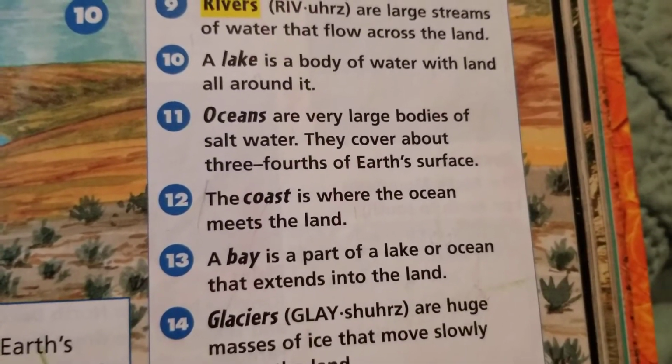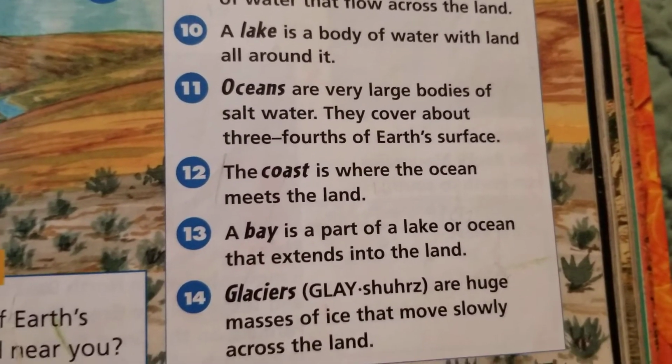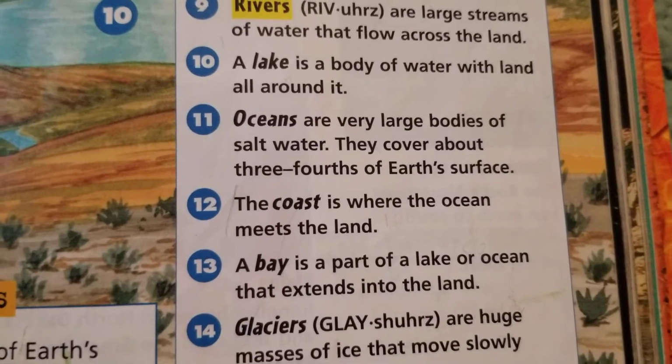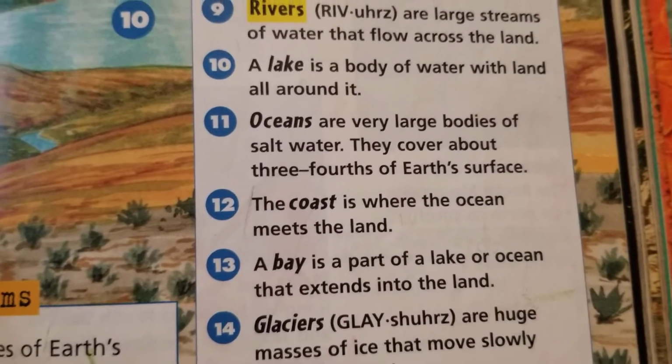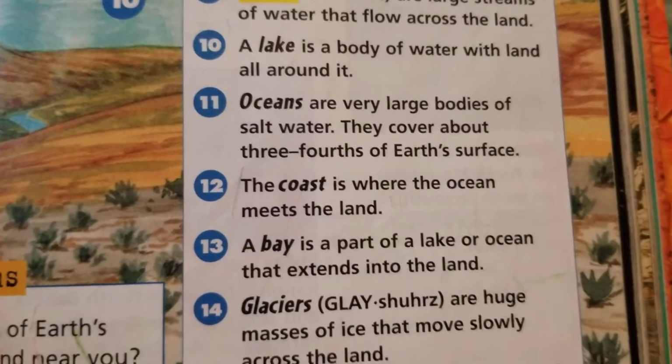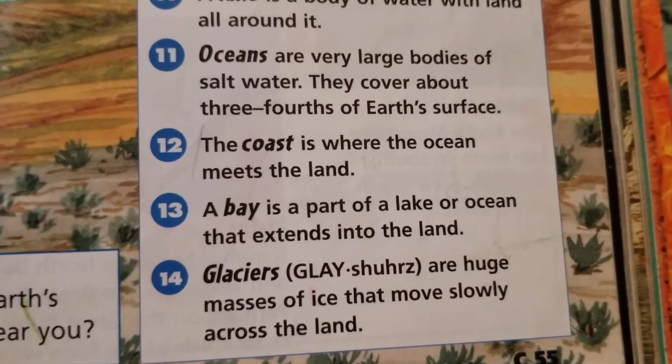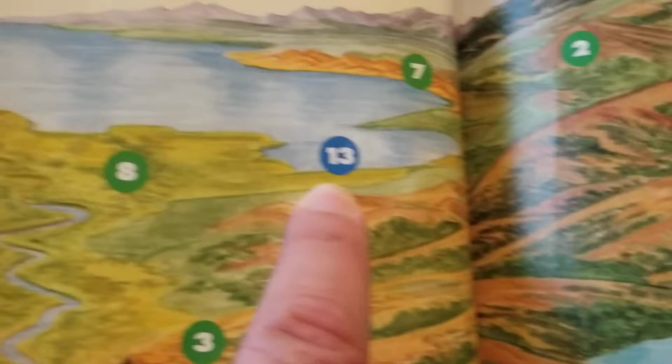The coast is where the ocean meets the land. You don't really call a lakeside beach a coast, but you call the coasts where the ocean and the land meet. A bay is part of a lake or ocean that extends into the land. So here's a picture of a bay.